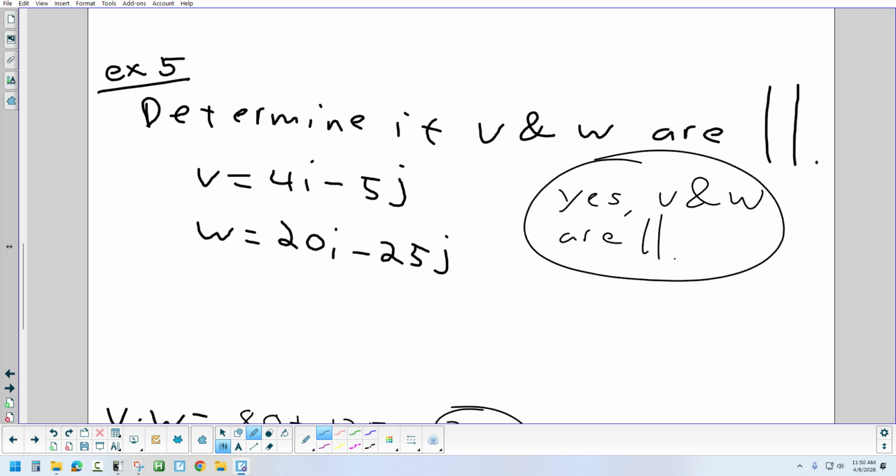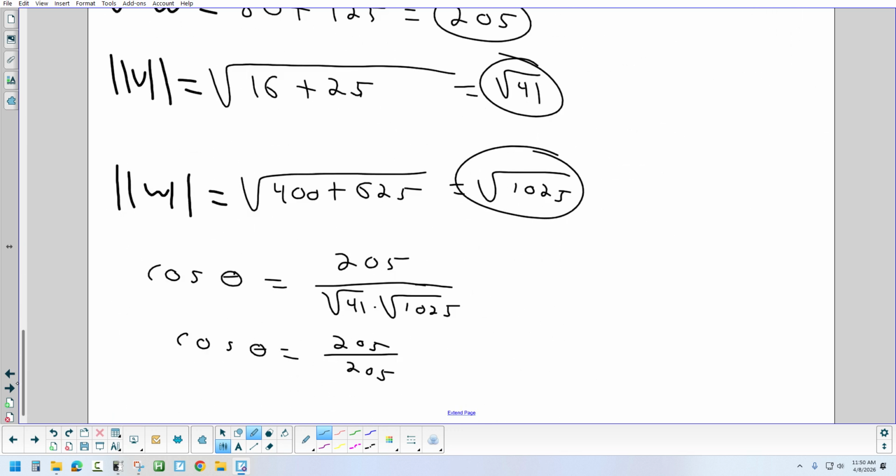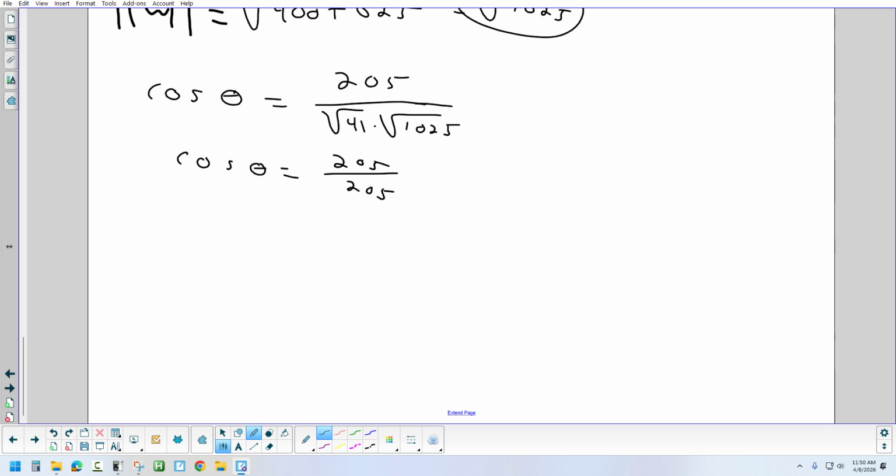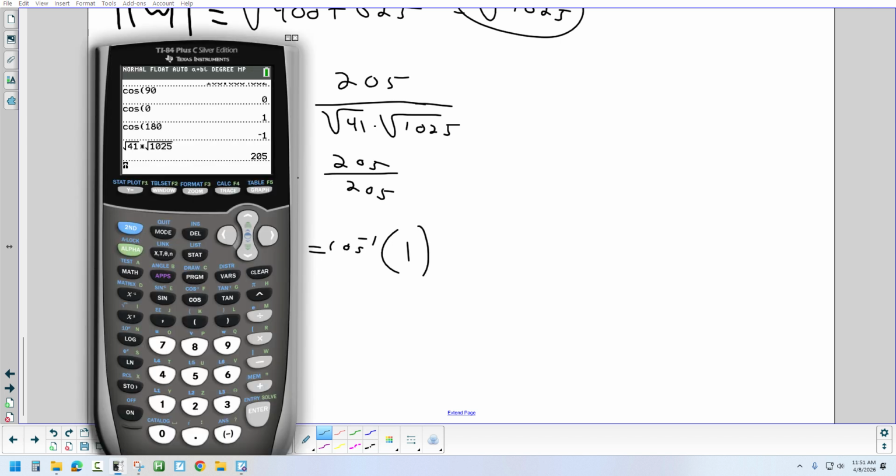How are you able to determine if they're 0 or 180? Yeah. So what's 205 divided by 205? 1. And how do you get rid of cosine? Inverse cosine. Take the inverse cosine. So now those cancel out. If you take the inverse cosine of 1, you'll see exactly which situation it is. It's the angle where there's 0.